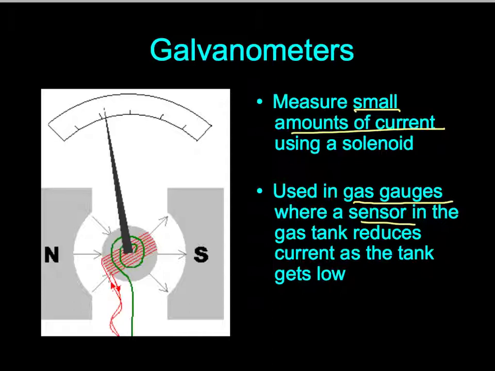It's used in gas gauges where the sensor is in the gas tank, reduces the current as the tank gets low. So that's how the little E light comes on or the bell will ring. There's a sensor inside the gas tank, and when that gas tank gets low, it reduces the current going through that switch or that galvanometer.